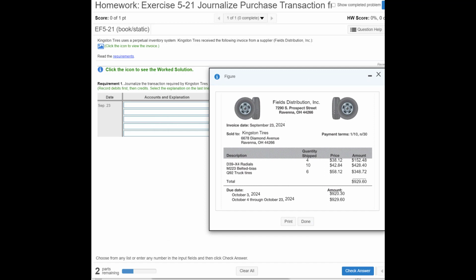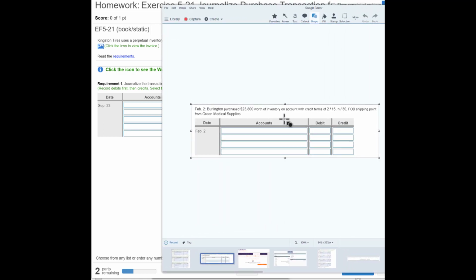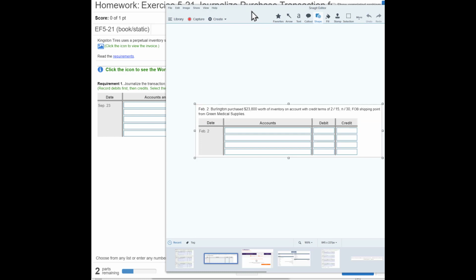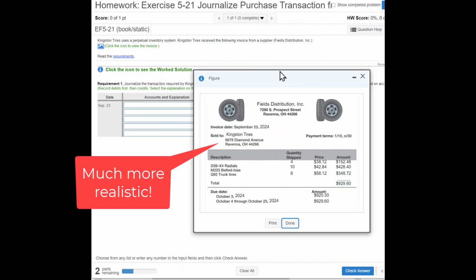Now, most accounting homework problems give you transactions like this. They just tell you exactly what's going on in a short sentence or two. But that's not the way real world accounting works. In the real world, you're going to get an invoice like this, and you have to figure out what's going on. So we are Kingston Tires, and our supplier is Fields Distribution Incorporated.